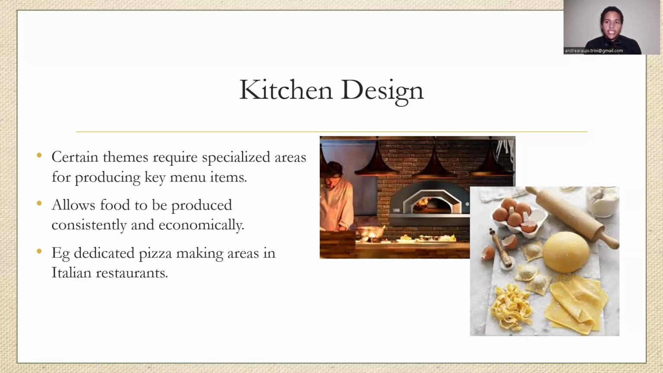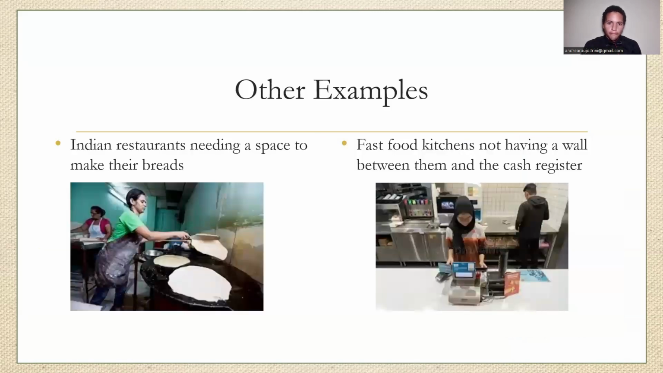And even in the cafe, which I mentioned previously, they have a special pizza making area, just so it wouldn't interrupt the normal operations of the kitchen. There are also other examples as well. Indian restaurants need a special place to make their breads, usually with a tawa. They usually make naan and lots of other things.